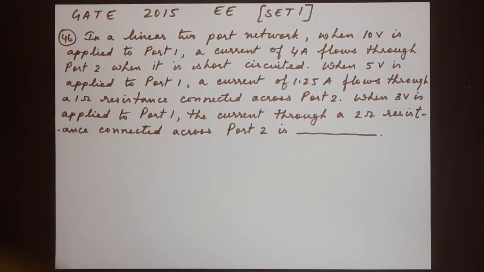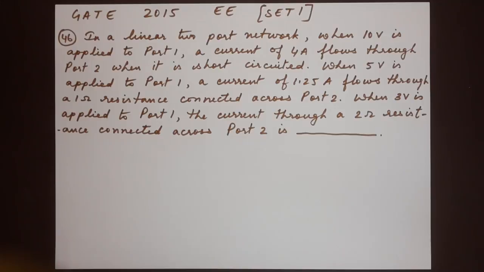Here's the next question, number 46. In a linear two-port network, when 10 volts is applied to port 1, a current of 4 amps flows through port 2 when it is short-circuited. When 5 volts is applied to port 1, a current of 1.25 amps flows through a 1 ohm resistance connected across port 2. When 3 volts is applied to port 1, the current through a 2 ohm resistance connected across port 2 is dash. Okay, so we have a lot of information here.